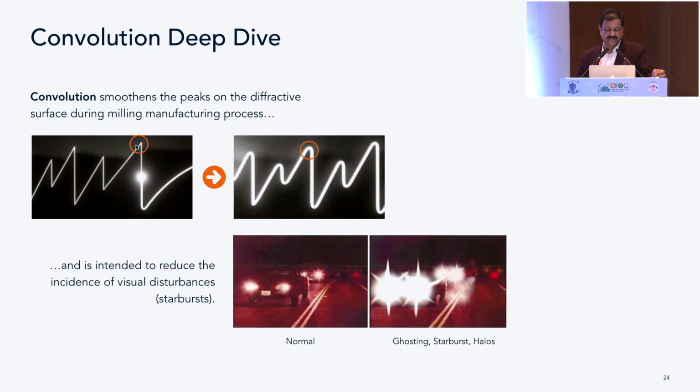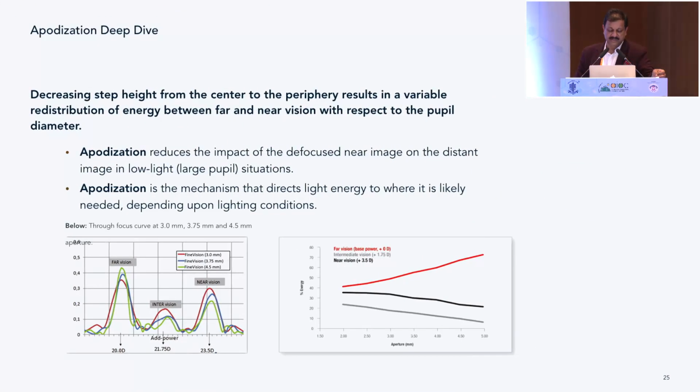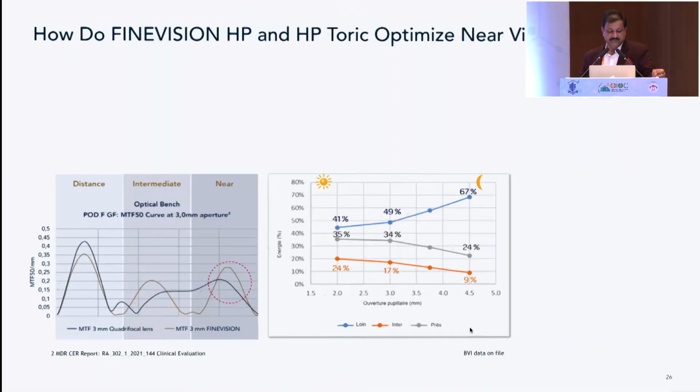So if you have these truncated edges, you have these starburst phenomena, but the moment you combine it with the convolution, the phenomena is taken care of, and the night driving picture would look something like this. So I think this co-pod design actually takes care of the photic phenomena. As I said, for the near vision, this is the distance, intermediate and near at different pupillary sizes that the lens works.